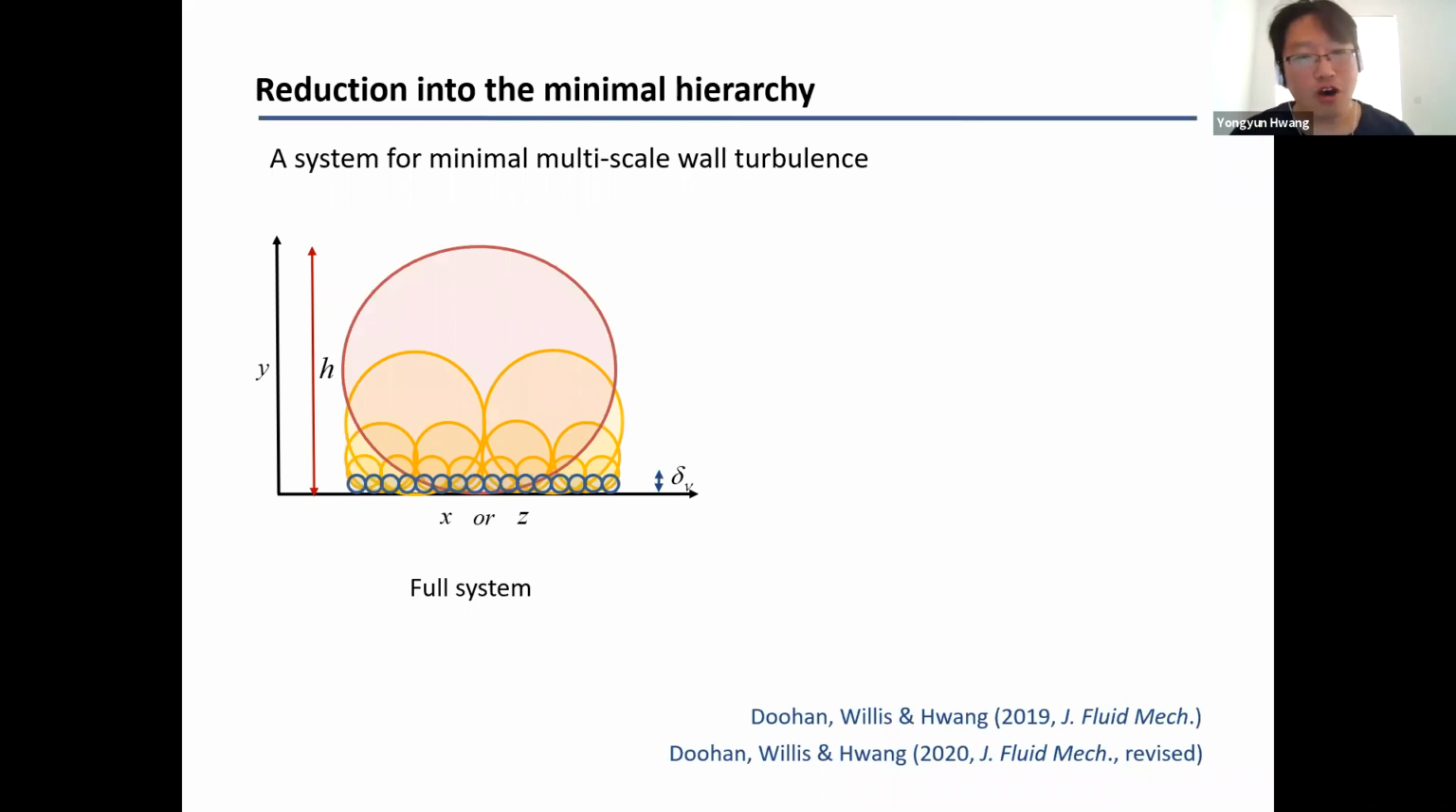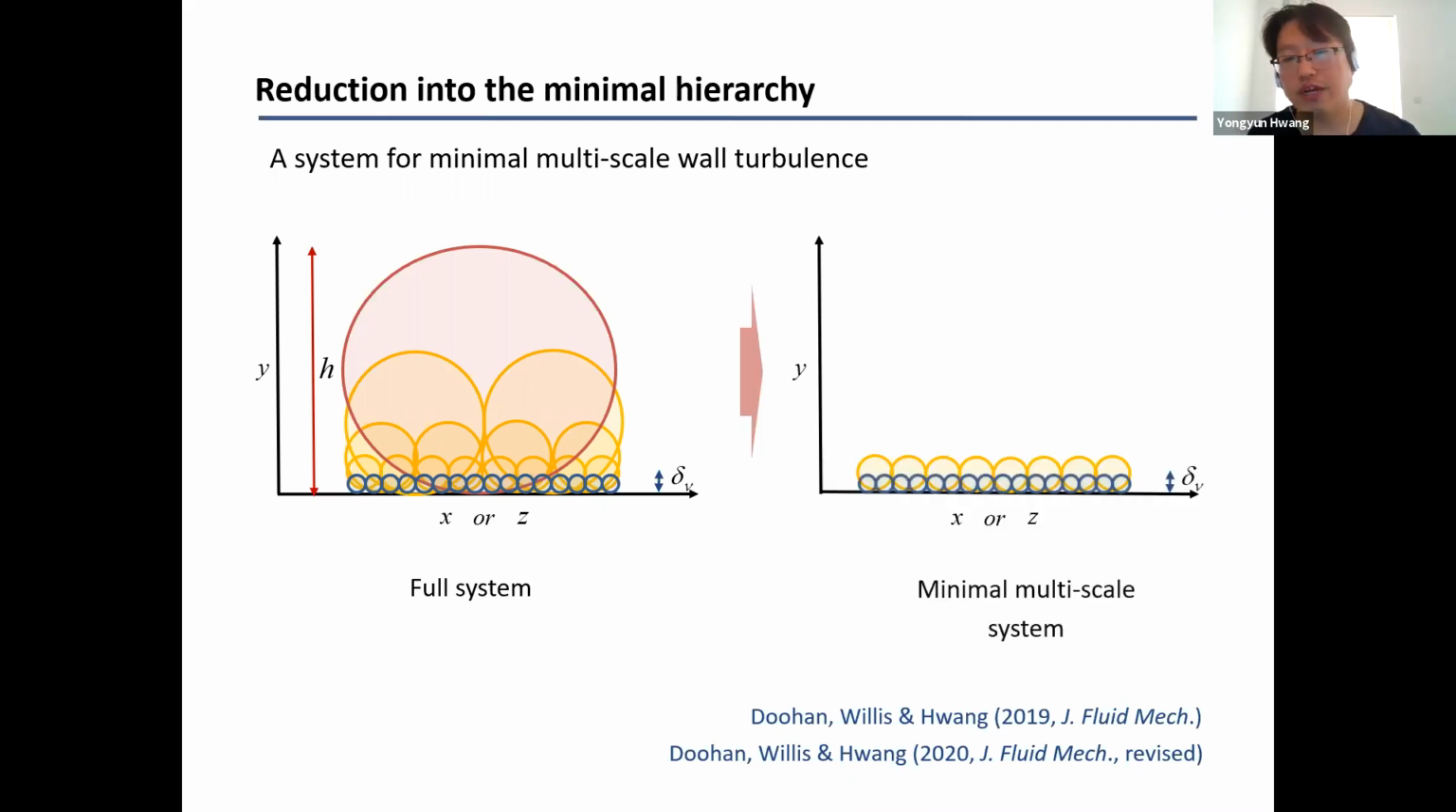Obviously the full system is going to be too complicated. It's more like a fractal-like structure of coherent structures. So what we wanted to do was generate a dramatically reduced multiscale system. We only wanted to consider two scales, so we had to design a numerical experiment in which we only have two scales.